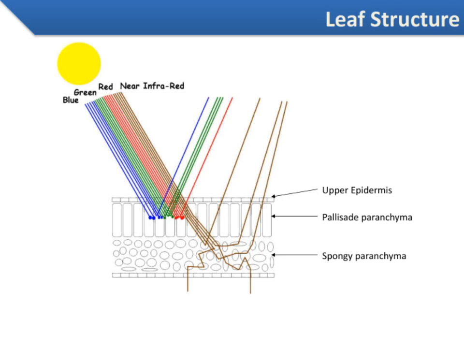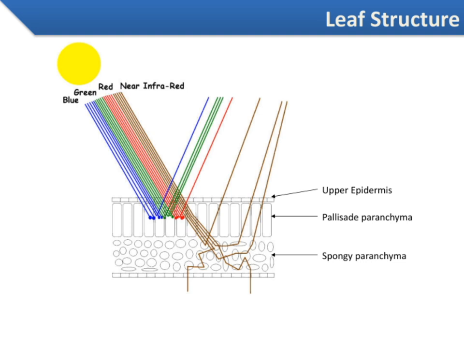First, we have the palisade parenchyma. This layer consists of tightly packed, column-shaped cells that are rich in chloroplasts, making it the main site for photosynthesis. These cells are positioned just under the upper epidermis, maximizing light absorption.